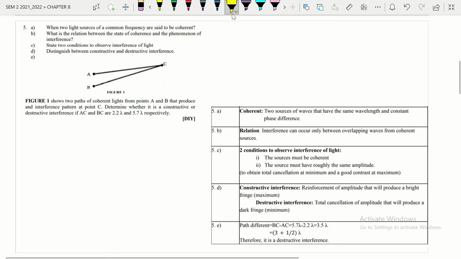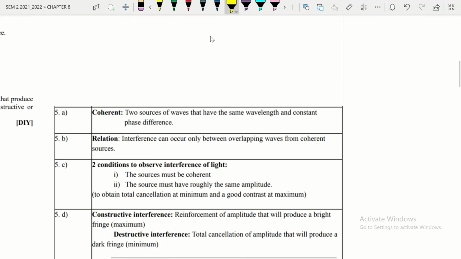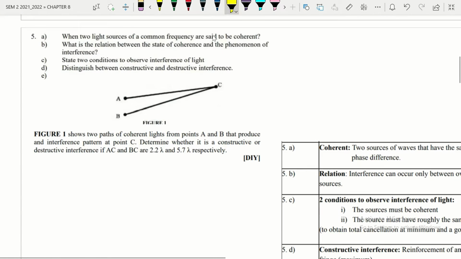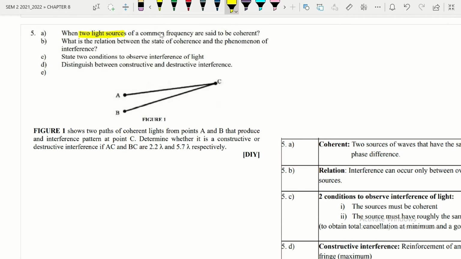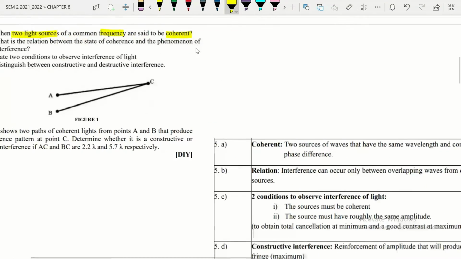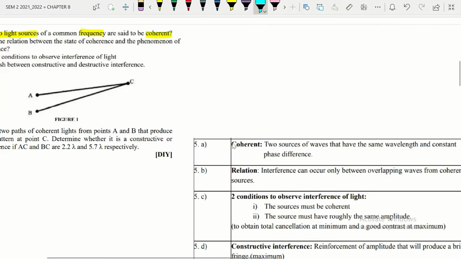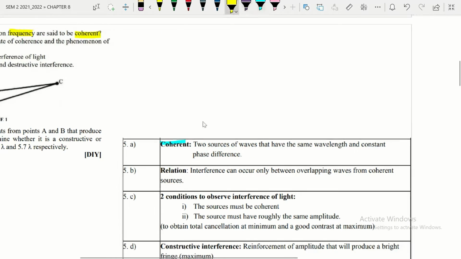Okay, now we are going to discuss chapter 8 tutorial question number 5. The first question asks: when are two light sources of a common frequency said to be coherent? First of all, you have to understand what is meant by coherent. Coherent means that your two sources of wave have the same wavelength and a constant phase difference.